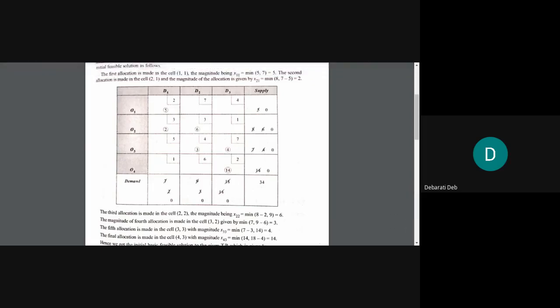There is no box on the right hand side, so we'll have to move downward. Following the rule, we will move. Don't think that since there are no boxes, we are moving. You should think that following the rule, the column total is more than the row total, so we are moving downward.